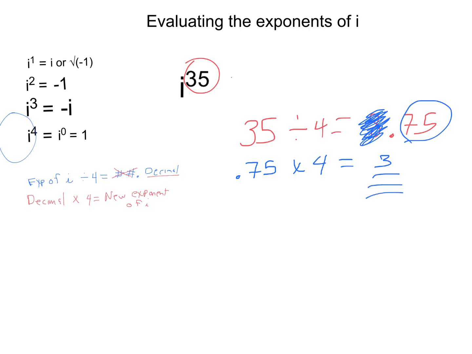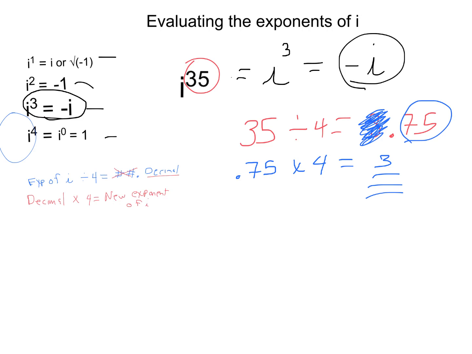So what's the importance of this? Well, i to the 35th power is really equivalent to i cubed. Now, based on our chart, I can look at this and figure out, well, what does it really mean? Well, i cubed, as I can see, is equivalent to negative i. So that's what I'm finally looking for. We don't want exponents when we're dealing with i. We just want to keep it as simple as possible.